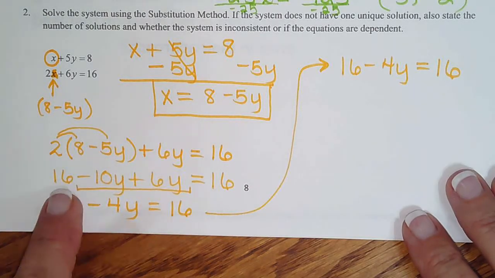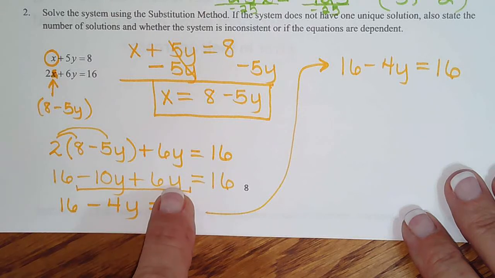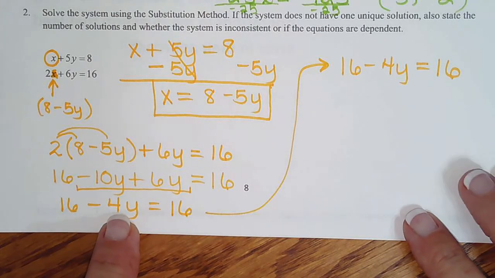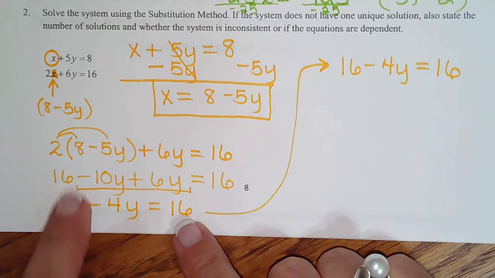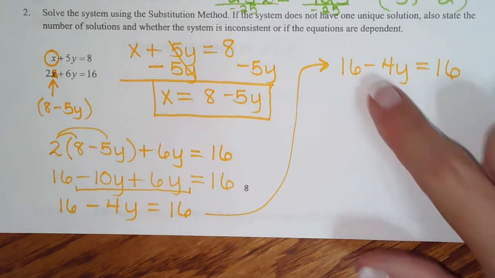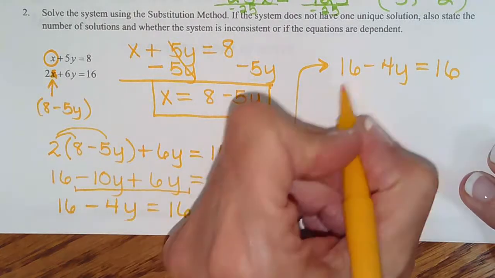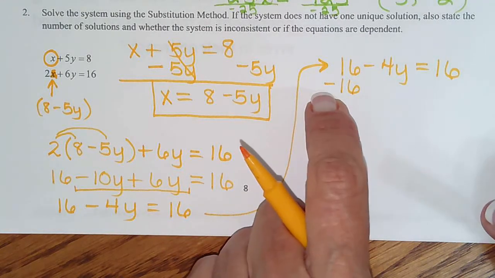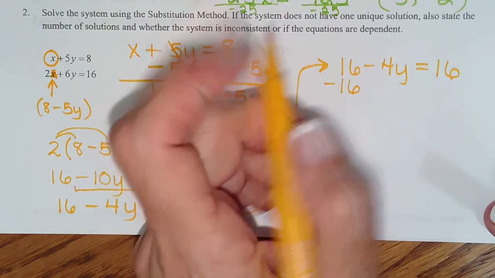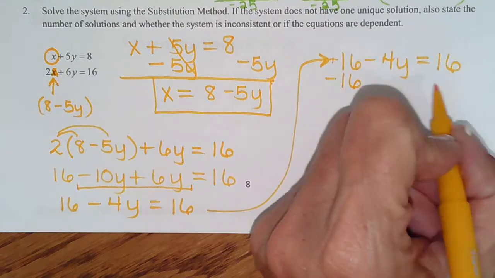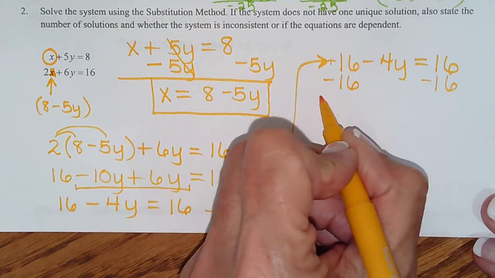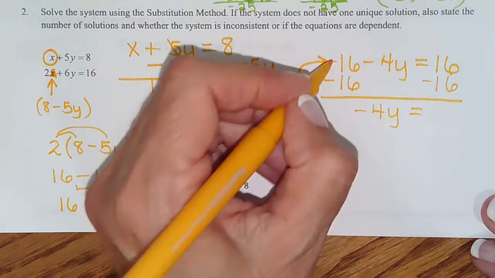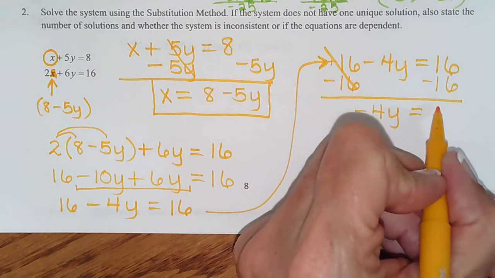We distributed: 16 minus 10y plus 6y. We had like terms: negative 10y plus 6y is negative 4y. So this is our new equation: 16 minus 4y equals 16. Now we're solving for y because we know how to solve when it's just one variable. So anything without a y needs to go to the other side by doing the opposite. So subtract 16. So we get negative 4y equals, this cancels, 16 minus 16 is 0.